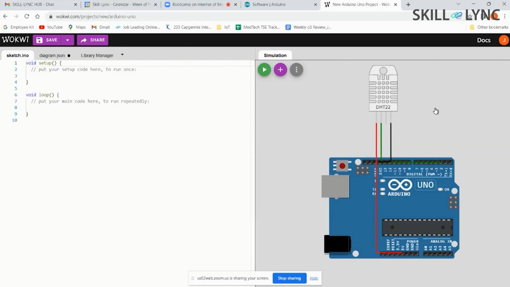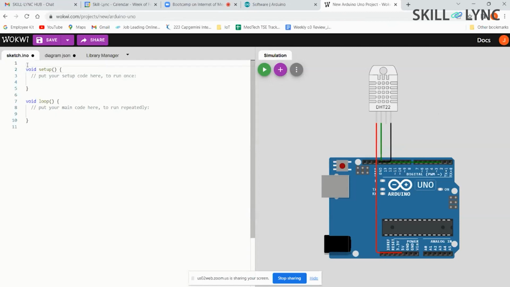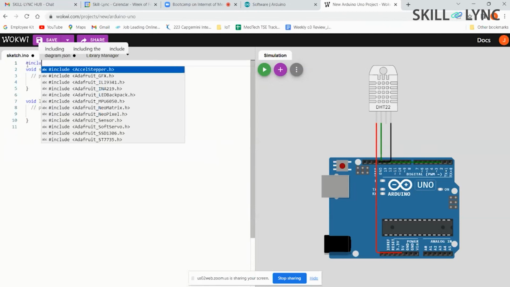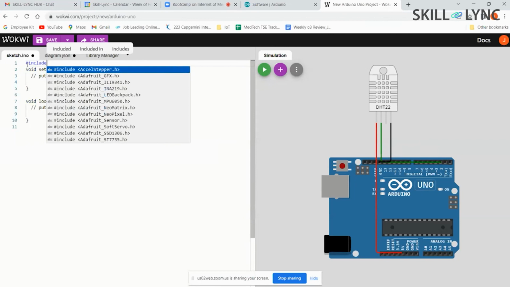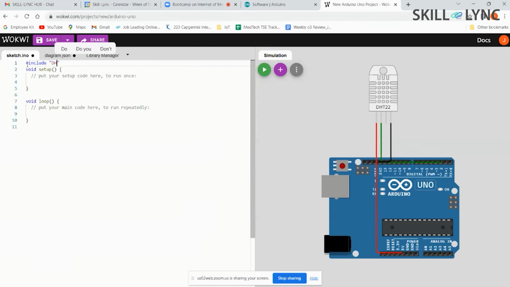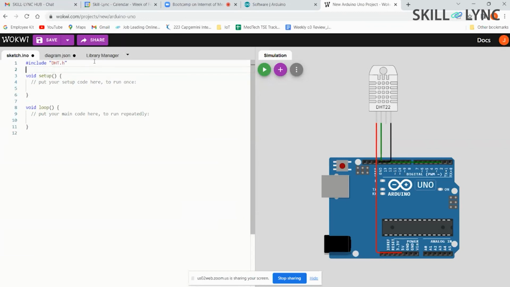Now we have to write the code for it. Generally we will add header files. Header files are pre-written files that include the concerned libraries. So the first part is, because we are using the DHT sensor, we will first include DHT.h, that is its extension.